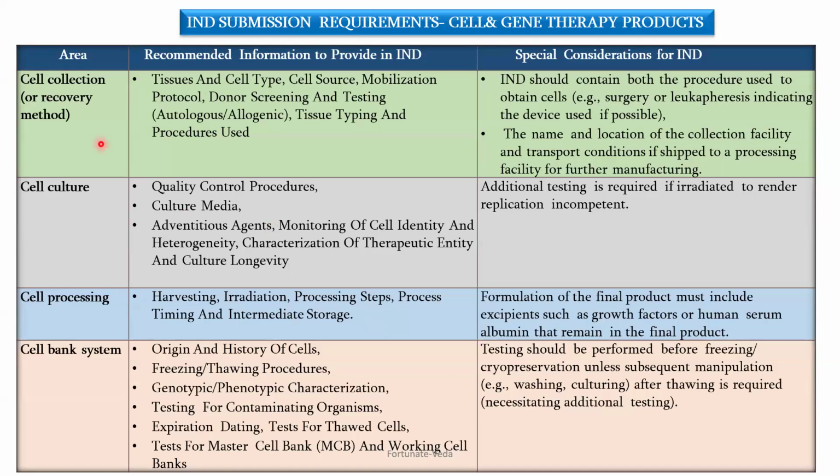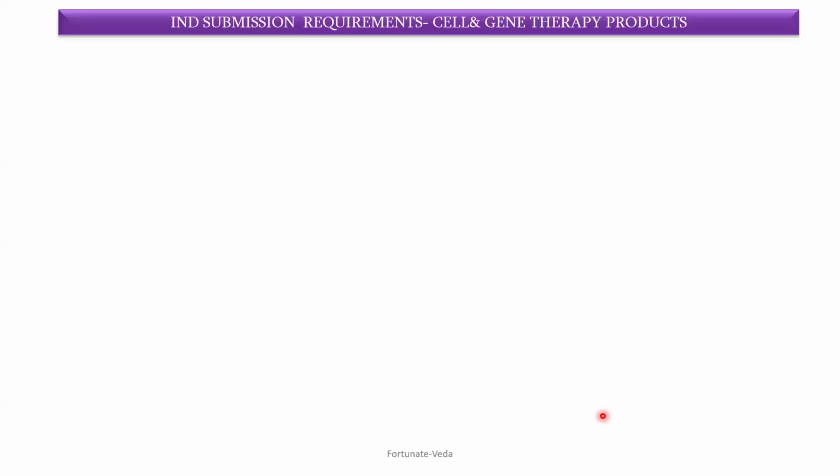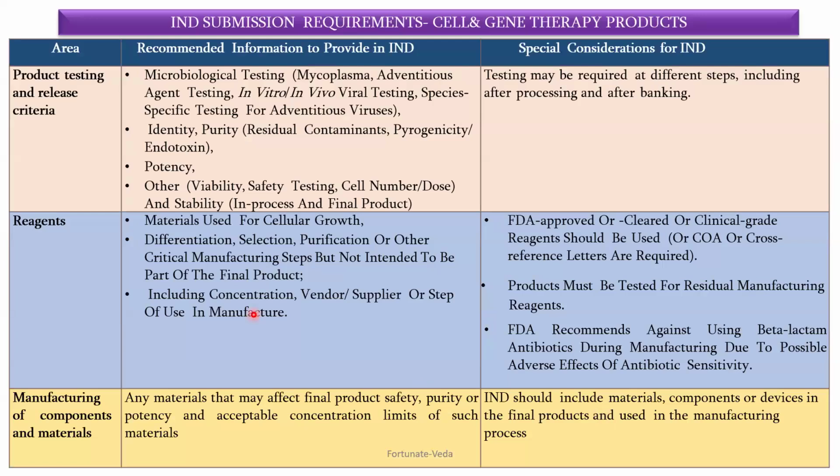Here, especially cell collection and recovery methodologies. We will cover everything required for cell and gene therapy products, how we culture the cells, the complete process, how we do cell processing, and the cell banking system. As she already mentioned, as per ICH Q5 guidelines, we make the master cell bank and working cell banks. After making these banks, we go for the characterization. All of this will be covered, and we will go on to the purification technologies. Here the manufacturing components and materials will be covered.